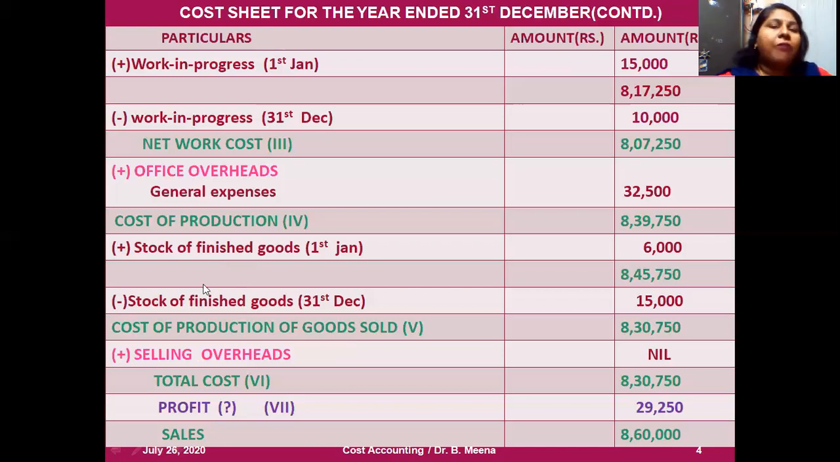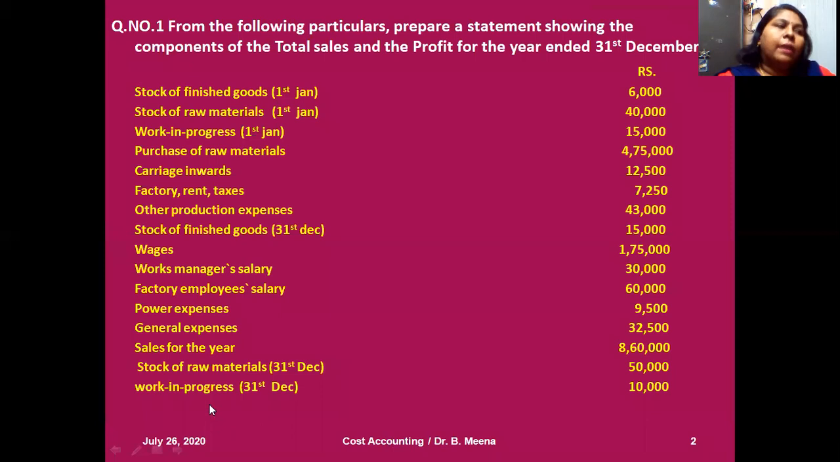But we have the information about this, so that's why we calculate the cost of production of goods sold. Then as per this problem, selling overheads were nil. No expenses were given under selling and distribution overheads. Then finally, I calculated the total cost. After calculating the total cost, I should look into the problem: either the sales information is given or the profit information is given. As per this problem, sales for the year was given.